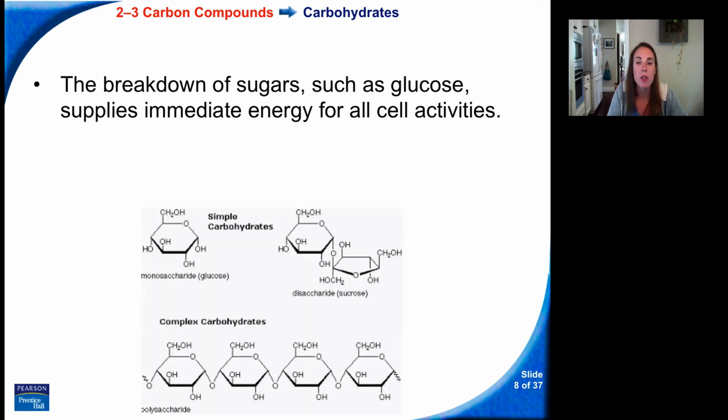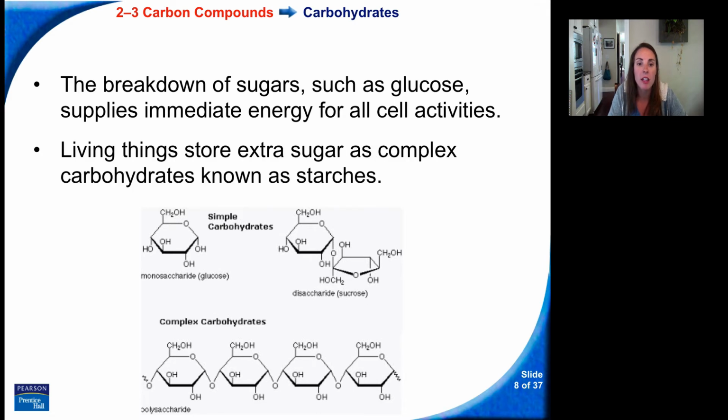The breakdowns of sugars, such as glucose, supply immediate energy for cell activities. Living things store extra sugar as complex carbohydrates known as starches. And as you know, extra sugar can also be stored as fat. So this monosaccharide, mono means one, glucose molecule, this is what can be broken down quickly to provide energy to your cells.